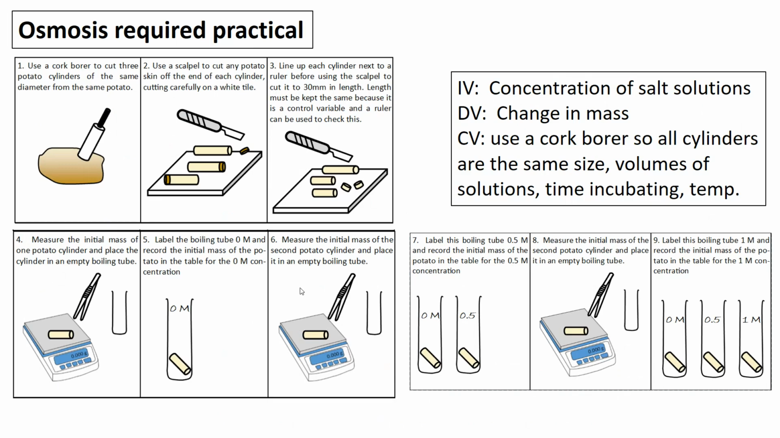So in this example, the concentration of salt solution is your independent variable. That's what you change. You measure the change in mass, so the mass of the potato before and the mass of the potato after. Control variables like the cork bore they use to give the surface area, the volumes of the solutions that you put those potatoes in, the time you leave them to incubate, and the temperature at which you're incubating them are all important, and you must keep those the same.